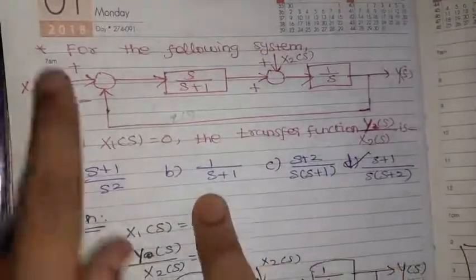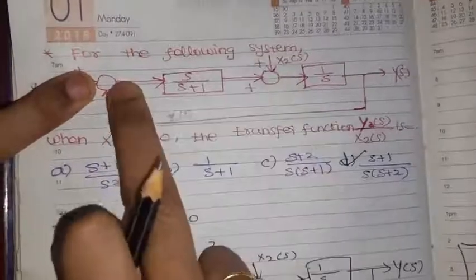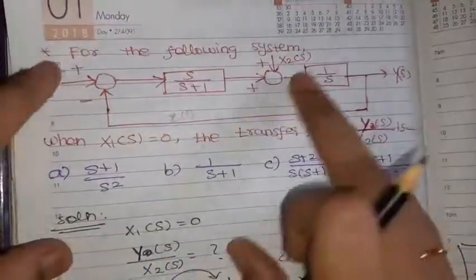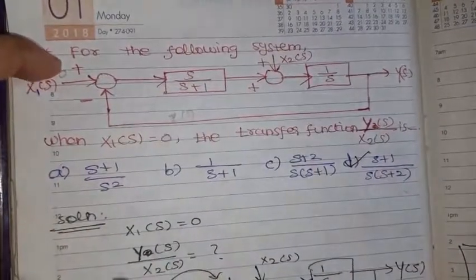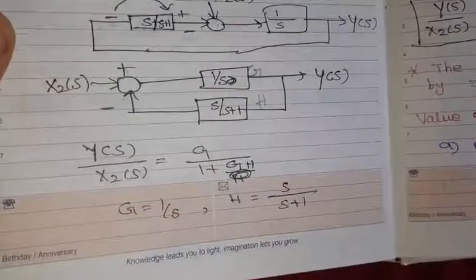For that, what we need to know: just omit this block, then switch this and take this as a feedback loop. We will resolve. Take this as g and this as h. Then what is the formula? G divided by 1 plus gh. By substituting this, we can find out the answer.